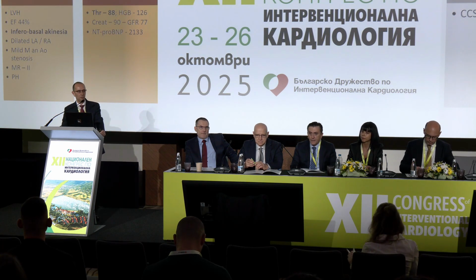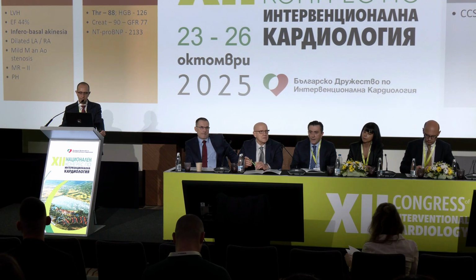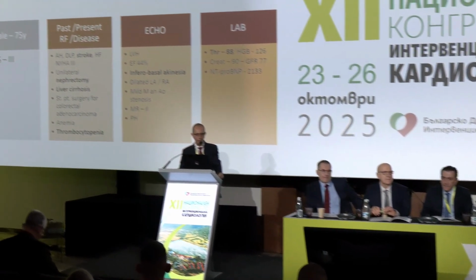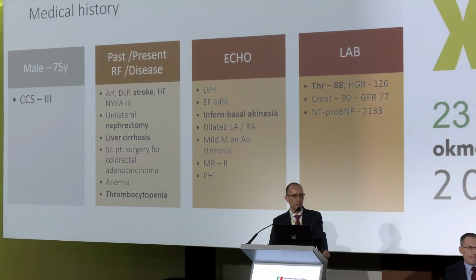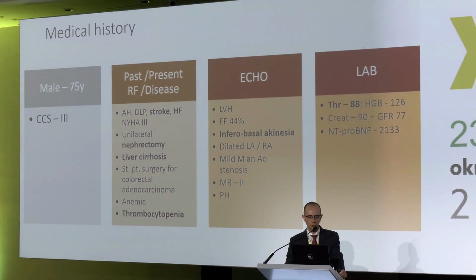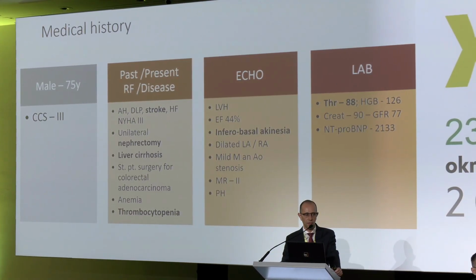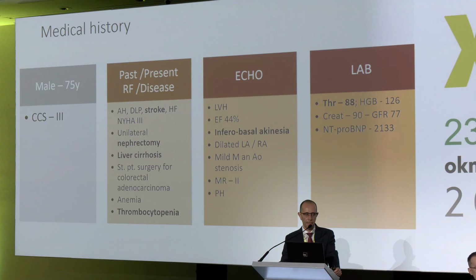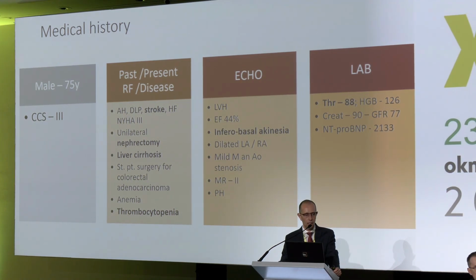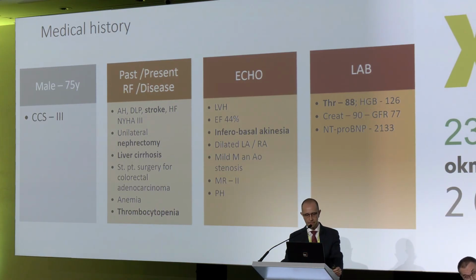It is a 75-year-old male, very symptomatic with stable angina. He has a history of hypertension, dyslipidemia, disabling stroke, and heart failure. He was operated twice, once for nephrectomy and once for carcinoma of the colon. He drank a lot and has liver cirrhosis with thrombocytopenia, and in the history he has anemia. The ECG was almost normal.